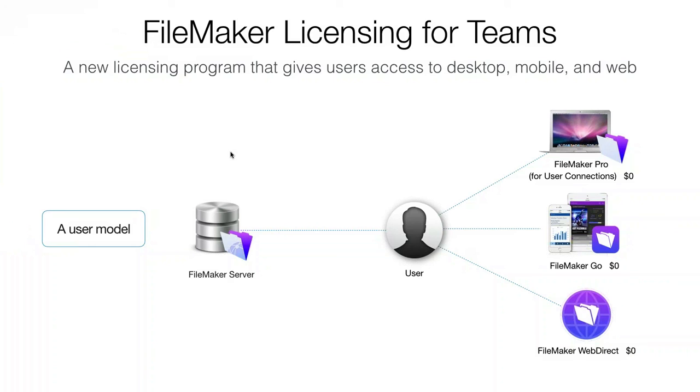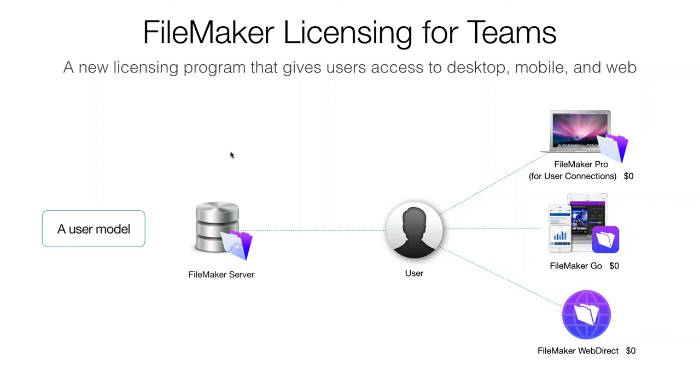So we've got a new licensing scheme with FileMaker 15, which is called FileMaker Licensing for Teams. It's very, very easy to understand. Basically, you work out how many users are going to use your system, and you count them up. And every single one of those users can either use WebDirect, FileMaker Go, or FileMaker Pro for user connections. So they can use any of those clients to access your system.